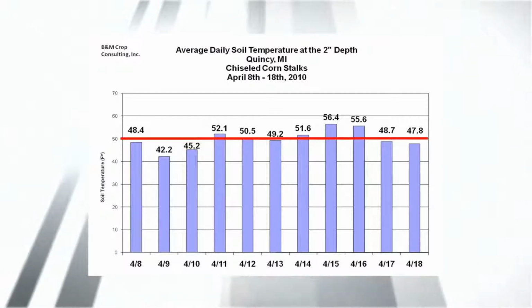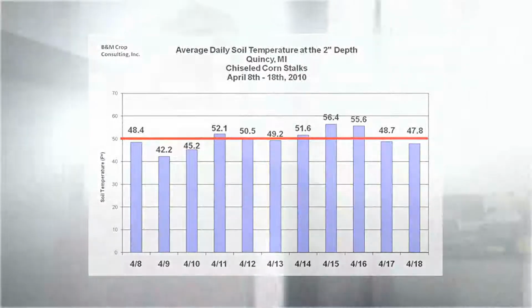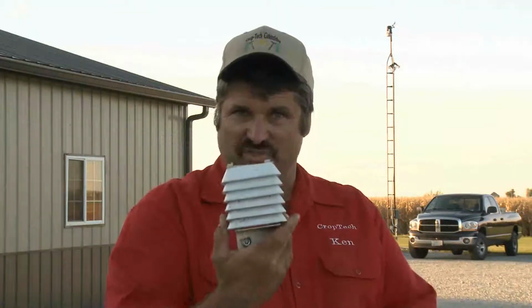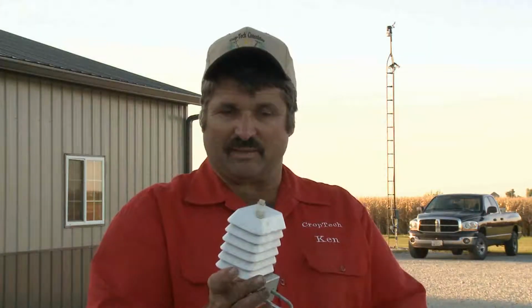Very low maintenance, not much to do as far as taking care of them. But at the same time, we do put radiation shields on them to protect them from direct sunlight, so you get a good true reading. But I can put this 6 inches off the ground, for instance, in our row spacing plots, and I can see the difference in the environment that takes place between wide rows and narrow rows in the field itself.